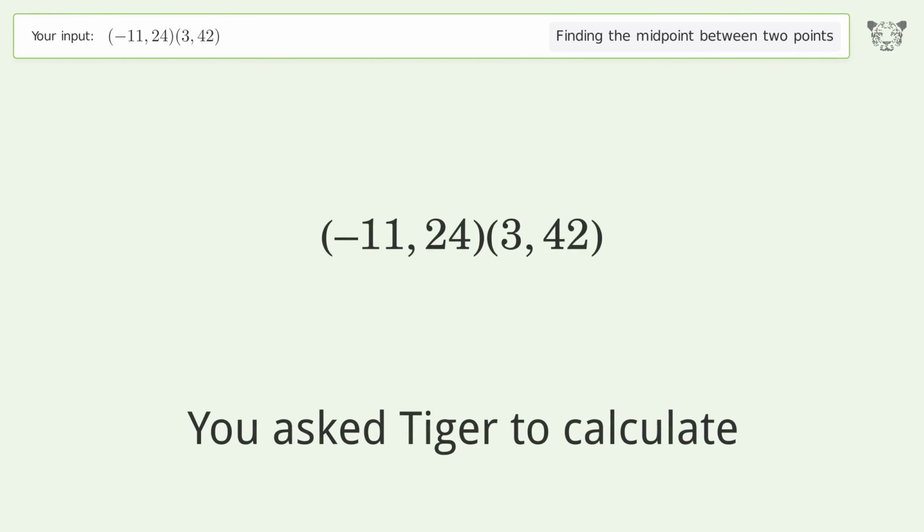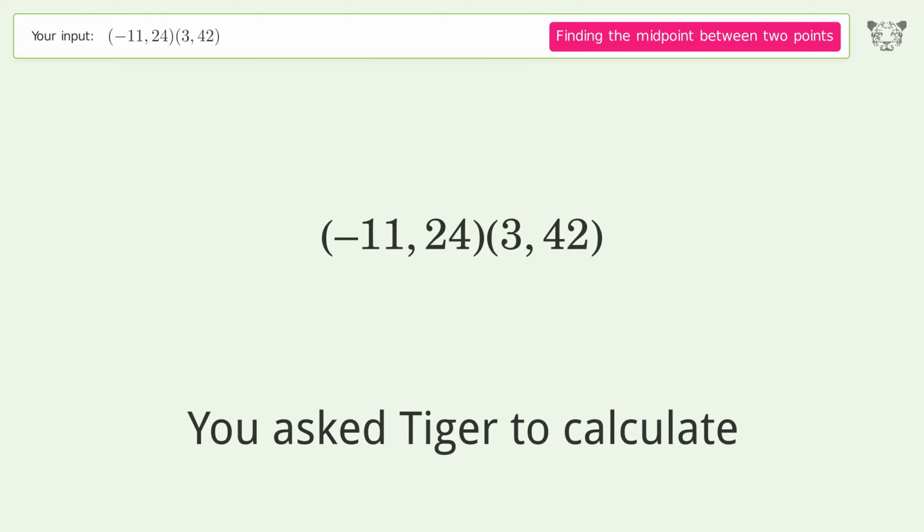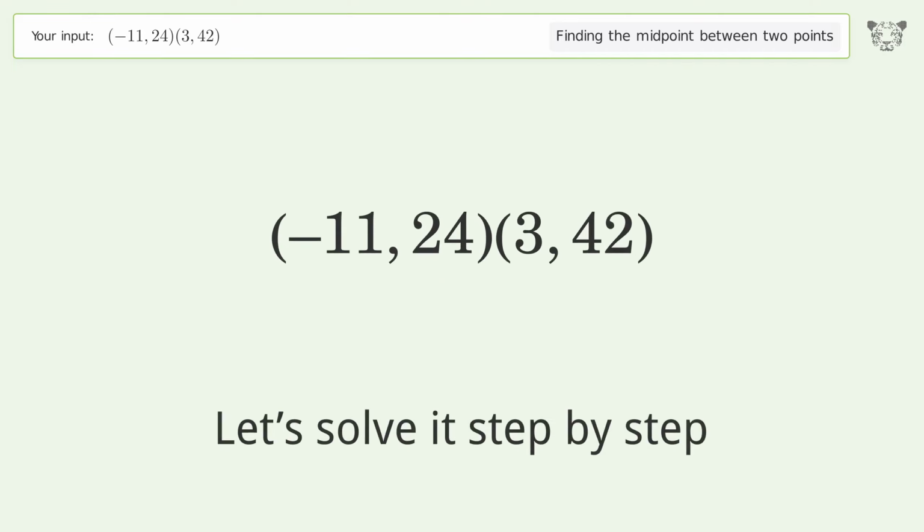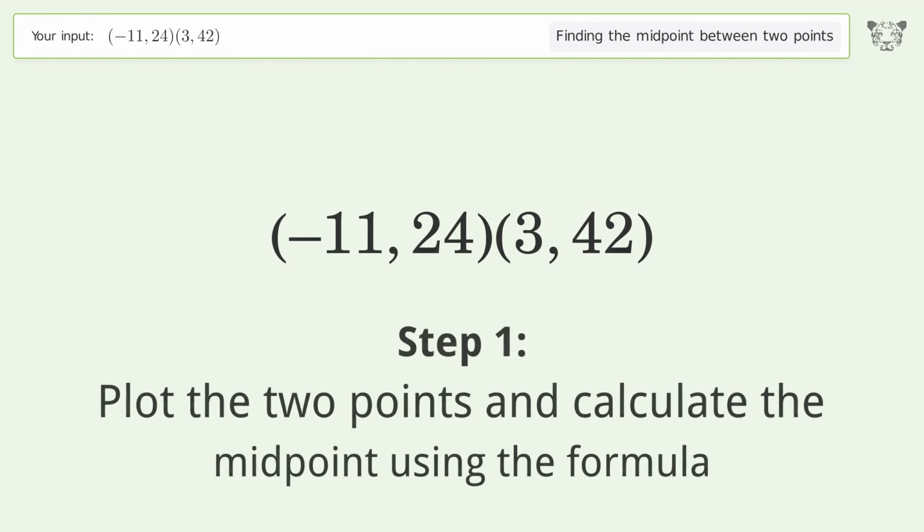You ask Tiger to calculate. This deals with finding the midpoint between 2 points. The midpoint between the 2 points is -4,33. Let's solve it step by step. Plot the 2 points and calculate the midpoint using the formula.